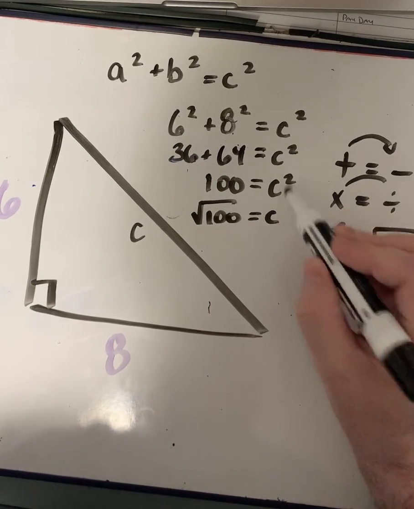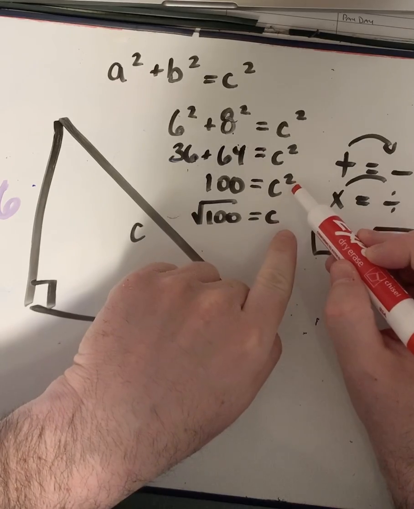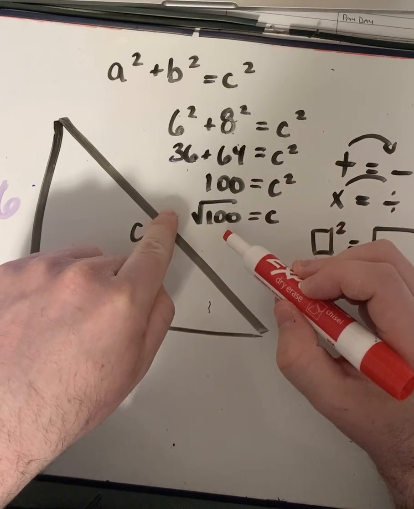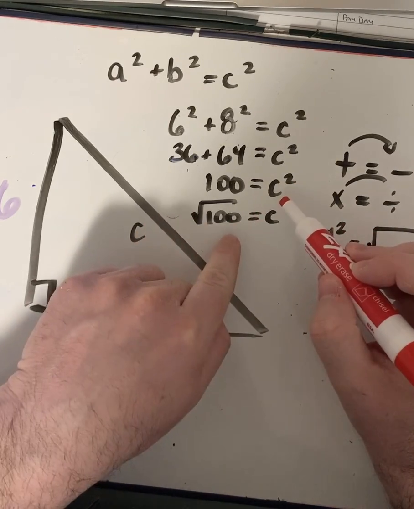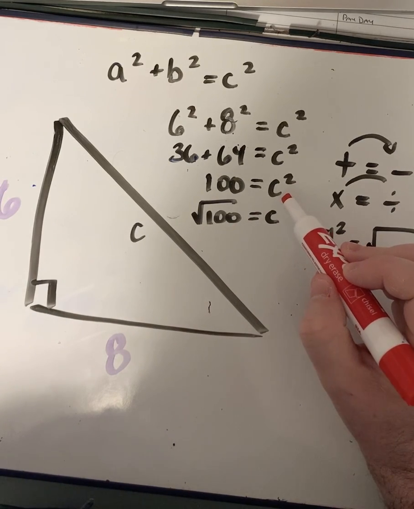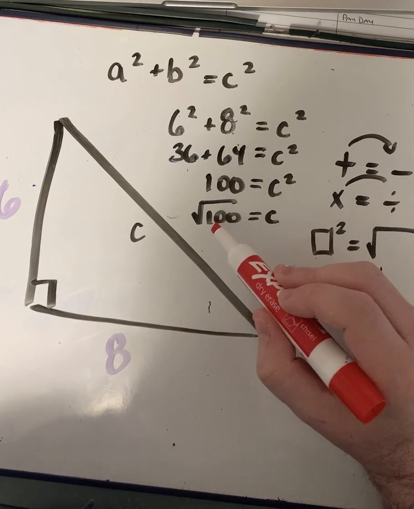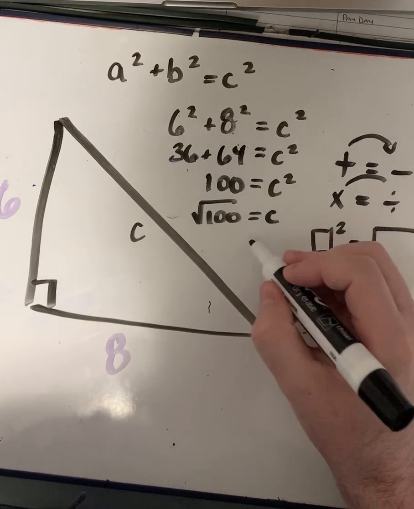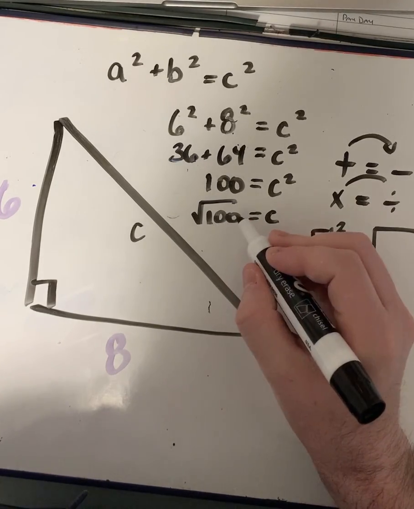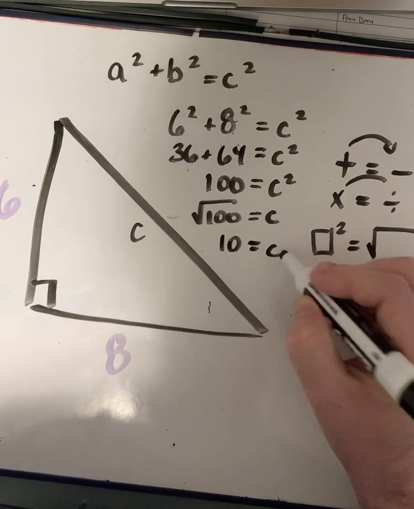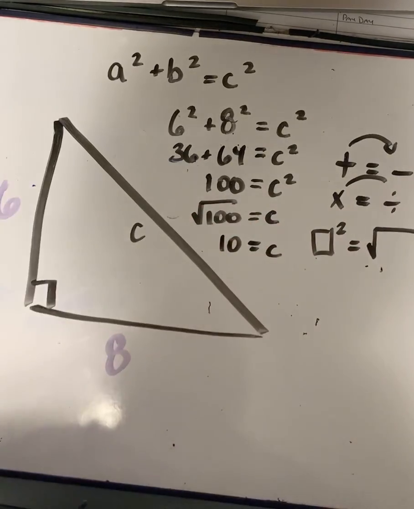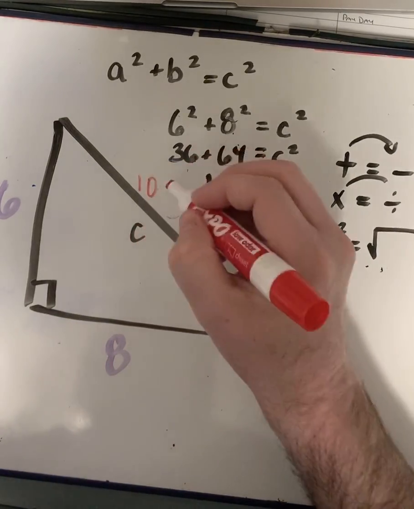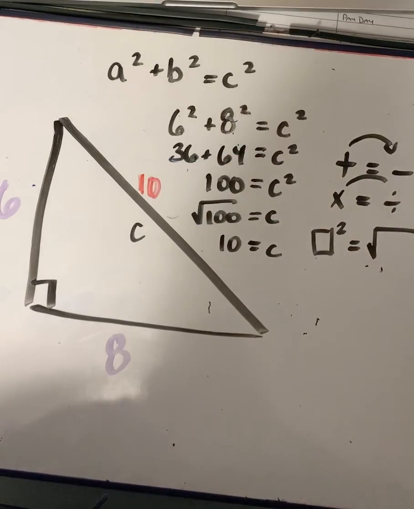So in order to get rid of this square, I'm square rooting the other side, okay? So in order to get rid of the square on this side, I square root the other side. And now it just becomes simple square rooting. I know that the square root of 100 is 10. So c is 10. So this line right here is 10, whatever it is.